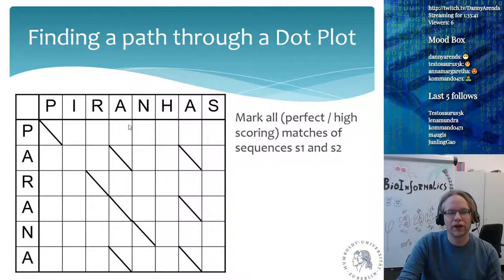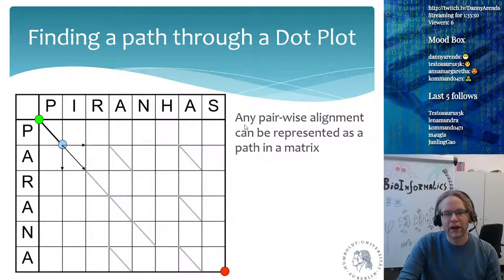Now, of course, we follow the Smith-Waterman algorithm to walk through this dot plot. We start all the way here at the beginning. Any pairwise alignment can be represented as a path in the matrix. So the optimal pairwise alignment is just if there is a line going through your box, and then you follow that line. And when there is no choice, then you pick where you want to go. You can go this way, that way, or that way. This way would include introducing a gap into the piranhas. This way would introduce a gap into the parana, and going like this would be a mismatch. Is that clear? That this is a deletion, or here you insert a gap. So the horizontal steps introduce gaps, and the diagonal steps introduce mismatches between the two sequences.